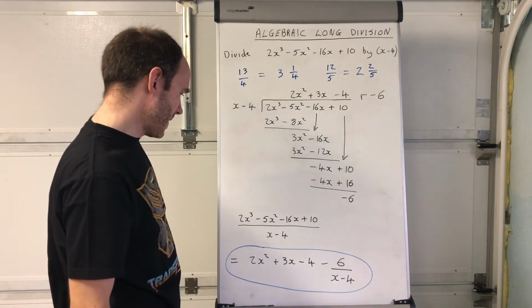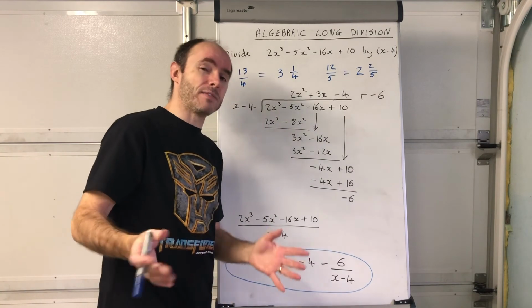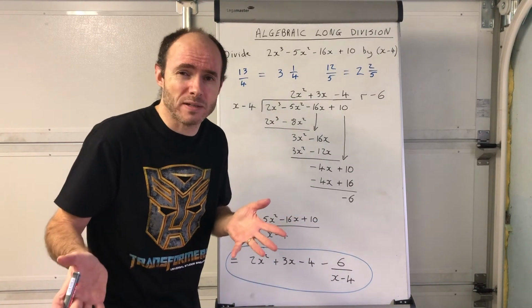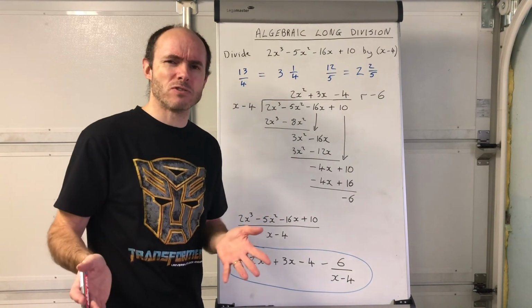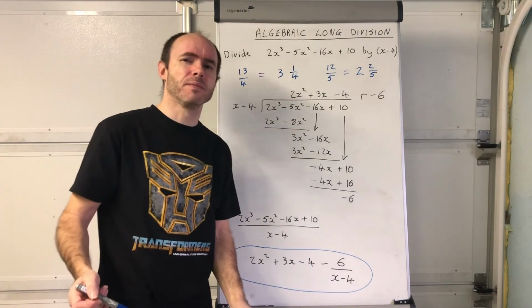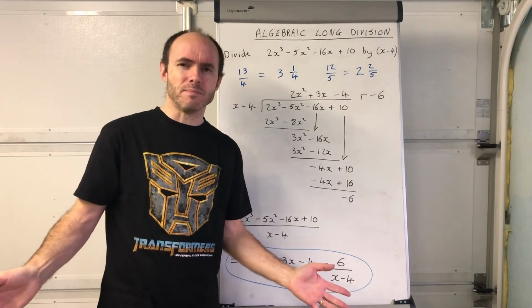Anyway, I'm hoping you found that example useful. It's more of an example of what to do when you get a remainder, but also why we're interested in it, because we like to be able to simplify improper fractions sometimes. Another example coming right up.